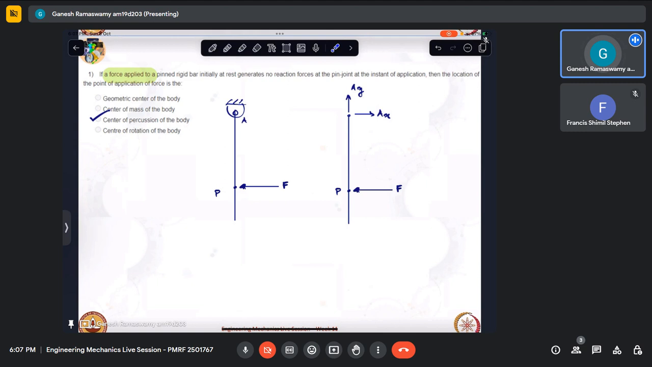No, if there is no force, why would there be a reaction at all? Frame analysis, meaning you mean truss analysis? Yes. When there is rotation allowed, when it is actually moving.